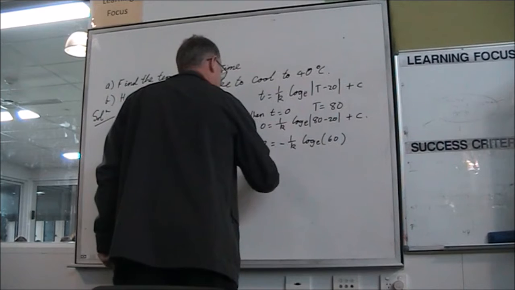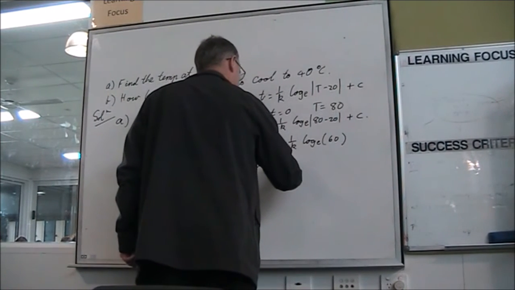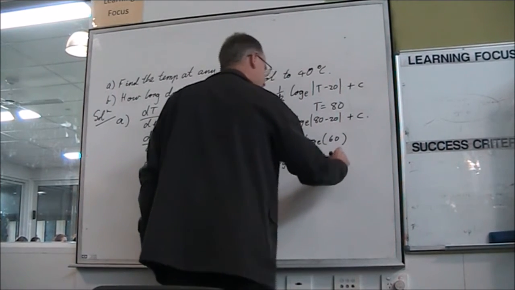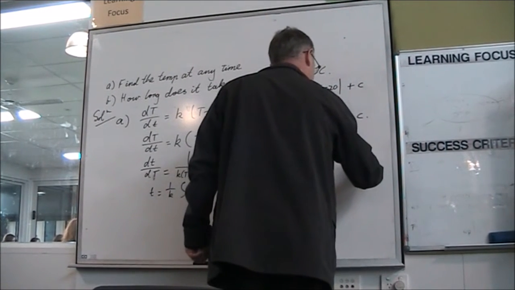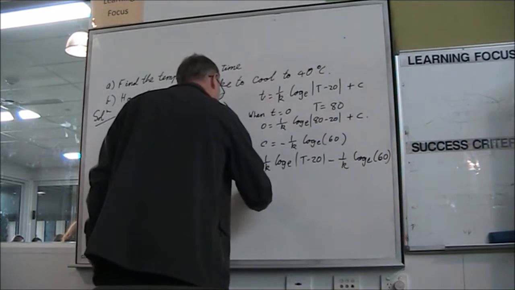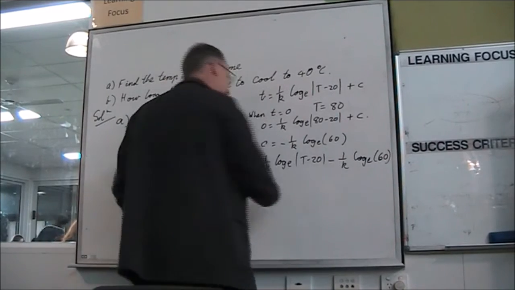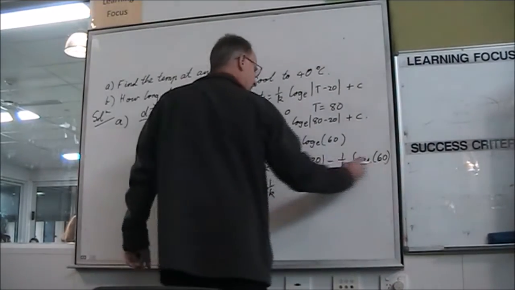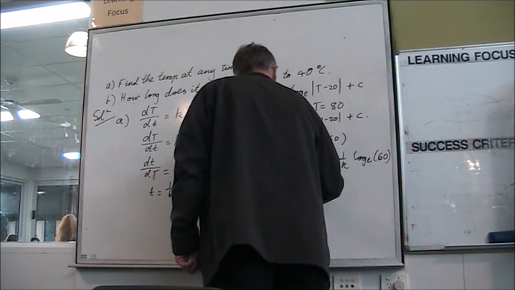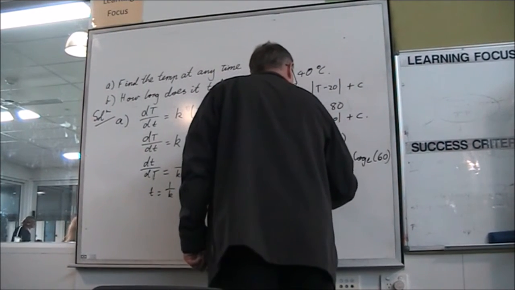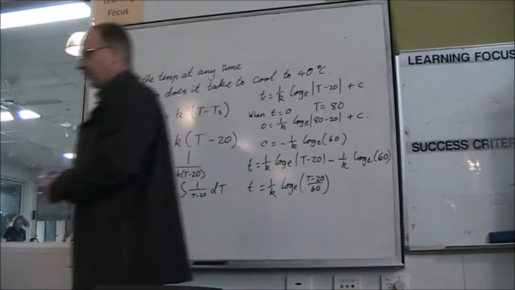So, that means that I can now put this here. So I've got T equals 1 on K, log to the base e, T minus 20, minus 1 on K, log to the base e of 60. 1 on K is a constant. That's a common factor. Yes? Yeah. And then I've got log minus log, and when I go log minus log, we divide. So we've got that.